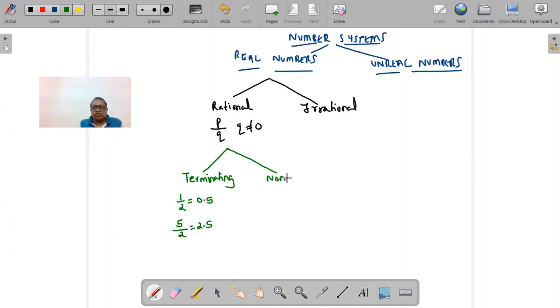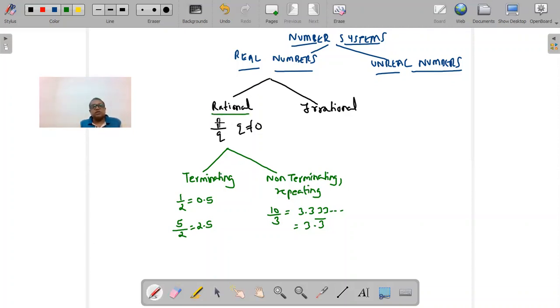And we also have numbers which are non-terminating and repeating or recurring. Sometimes they will use the word repeating or recurring; it's the same thing. If I divide 10 by 3, I'll get 3.3333. The 3 never ends, it goes on. So I can write this as 3.3 bar. Bar means it goes on. These types of numbers are non-terminating and repeating numbers, and they are also rational numbers.